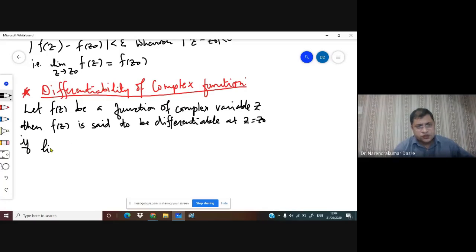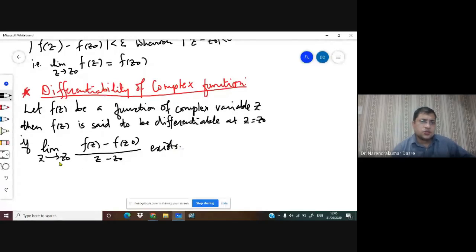again we have to go through the limits. Limit z tends to z0, f of z minus f of z0, as I already assumed that the function is going to be continuous, upon z minus z0 exists.